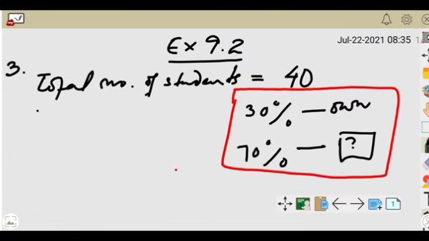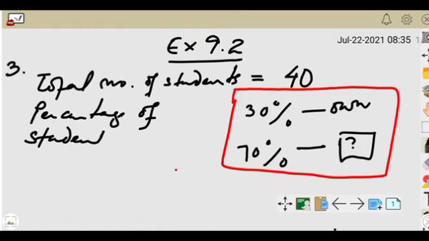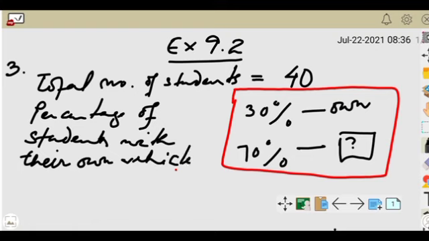Here, percentage of students who come to school by their own vehicle. So let me say percentage of students with their own vehicle is how much? 30%. So we know that 30% of the students come to school using their own vehicle.